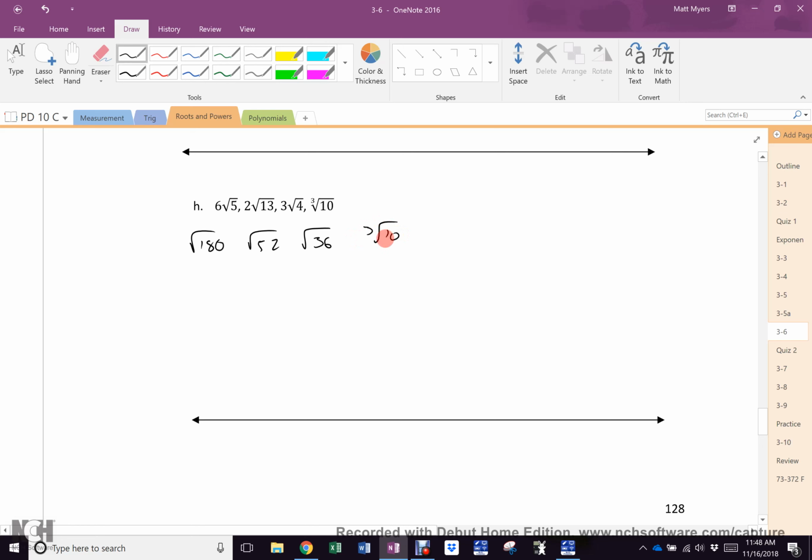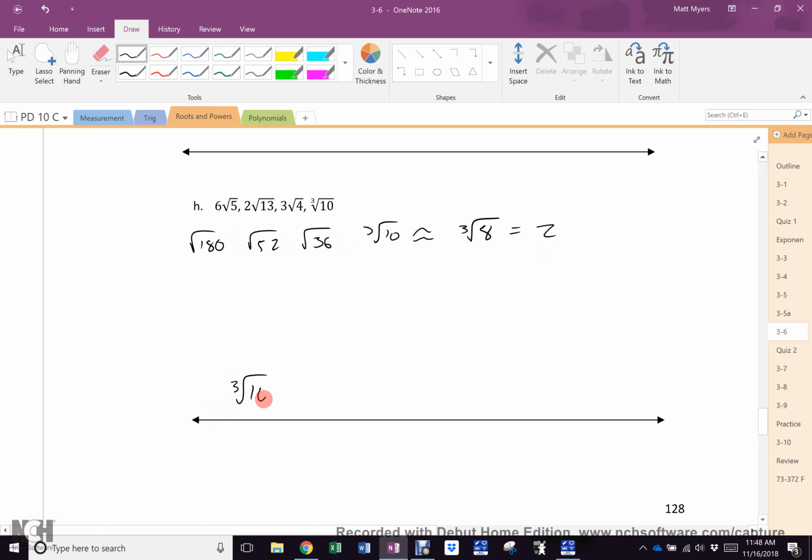Well, the cube root of 10 is pretty darn close to the cube root of what number? What's a cube that's close to 10? 8. What's the cube root of 8? 2. So this number must be a little bit more than 2, right? Aren't all those bigger than 2? So what's going on the far left of our number line?